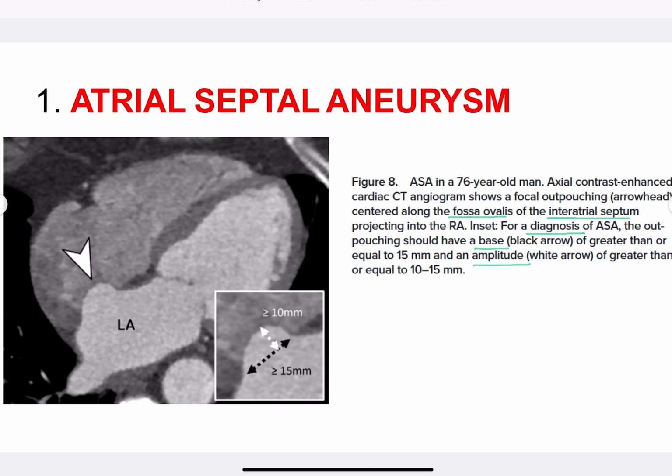So let us see the images. The first one, here we can see there is this outpouching in the region of the fossa ovalis of the interatrial septum. Now for diagnosis of atrial septal aneurysm, we need to see the base and the amplitude. The base should be more than or equal to 15 mm and the amplitude should be more than or equal to 10 mm to call it an atrial septal aneurysm.